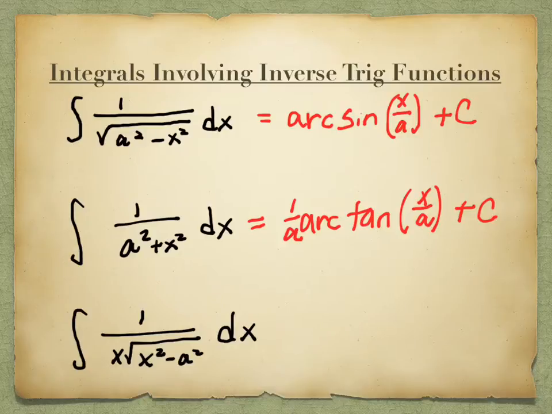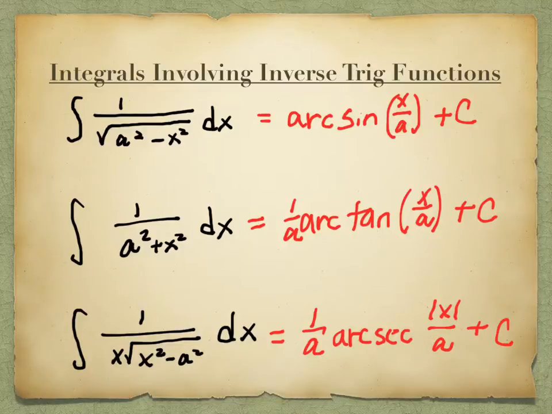What's the last one? What does it look like? Arcsecant. It is arcsecant. And it has that 1 over a in front of it. And it's the arcsecant of the absolute value of x over a. And then we have plus c at the end of it.